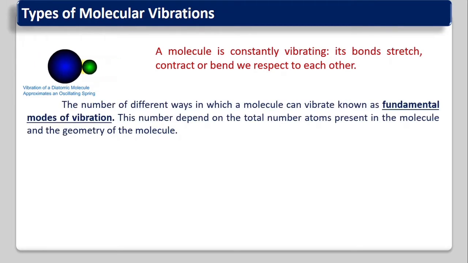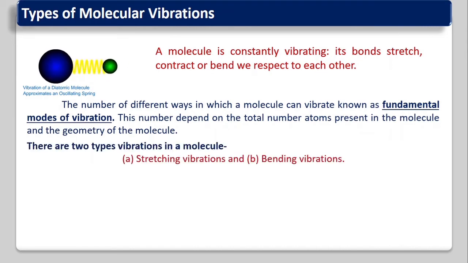The number of different ways in which a molecule can vibrate is known as fundamental modes of vibrations. As a molecule has so many types of vibrations, the number of different ways in which it can vibrate is known as fundamental modes of vibrations. And this number depends upon the total number of atoms present in the molecule and the geometry of the molecule. So two factors decide the fundamental modes of vibrations: the total number of atoms present in the molecule and the geometry of the molecule, either a linear molecule or a non-linear molecule.